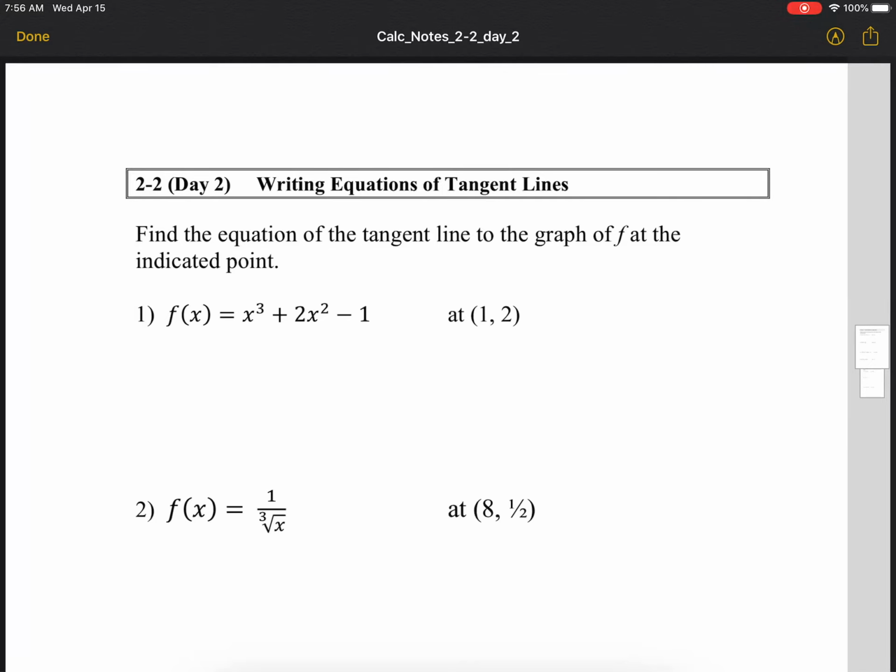All right, hey guys, we're back again. Chapter 2, Section 2, Day 2. We're going to be working on writing equations of tangent lines. Today we've got 7 examples, so we're going to dive right on in.